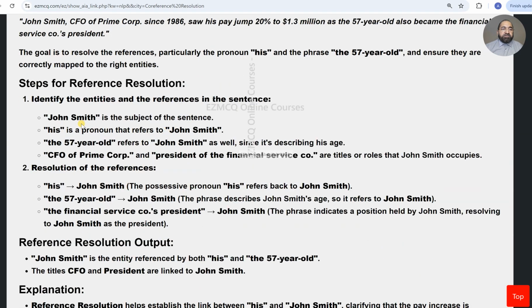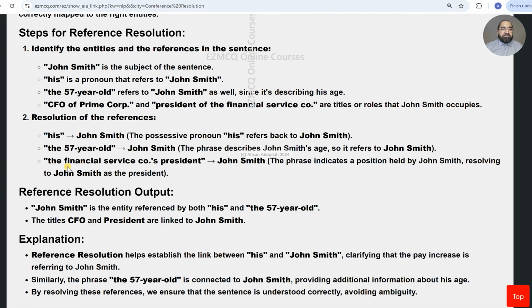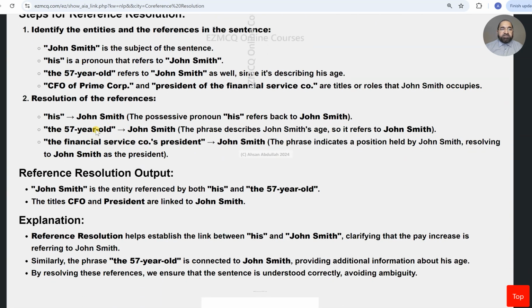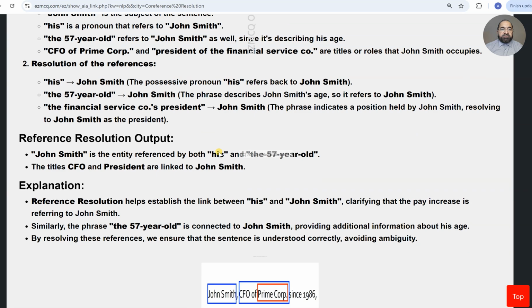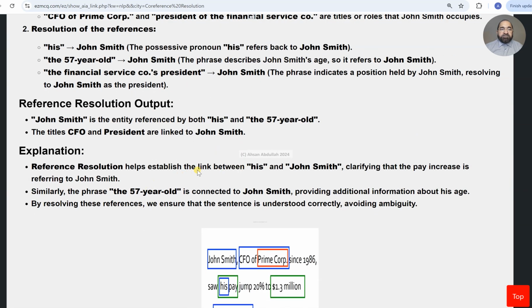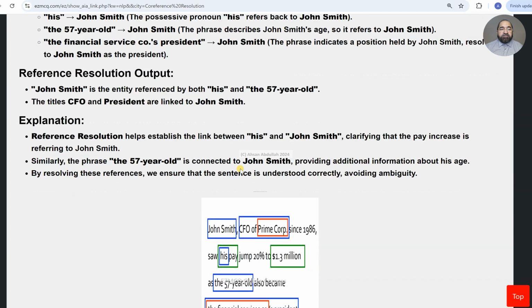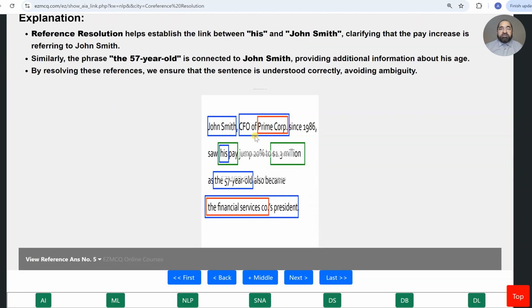So John Smith, and of course he's also the CFO, so they're all of them together. In the resolution of these references, his means John Smith, 57-year-old is John Smith, and all of them are John Smith. This helps establish the link which I drew using the red ink. So this is another way of looking at reference resolution. We see that John Smith, his, CFO, 57-year-old president, are all the same person. And within that we have nested, Prime Corporation is the financial services company. So we need to enable the machine to understand all of this.